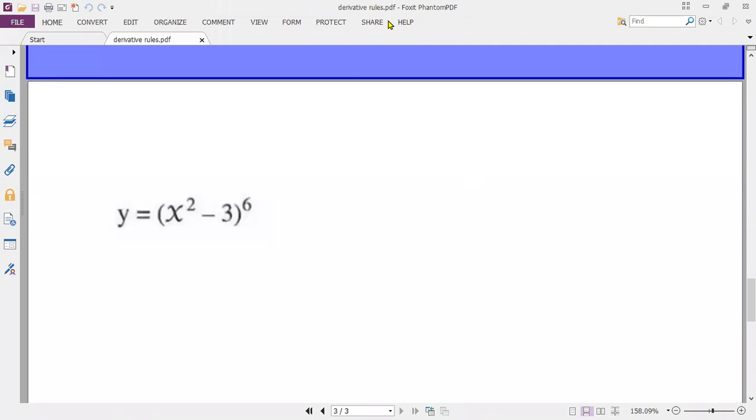Here in this function, I want to get dy over dx. I find it's a hard mission to expand x squared minus 3 raised to the power of 6. But we can deal with it as y equals t to the power of 6. So in this case, what is dy over dt? dy over dt is going to be 6t to the power of 5. And then find the derivative of t with respect to x.